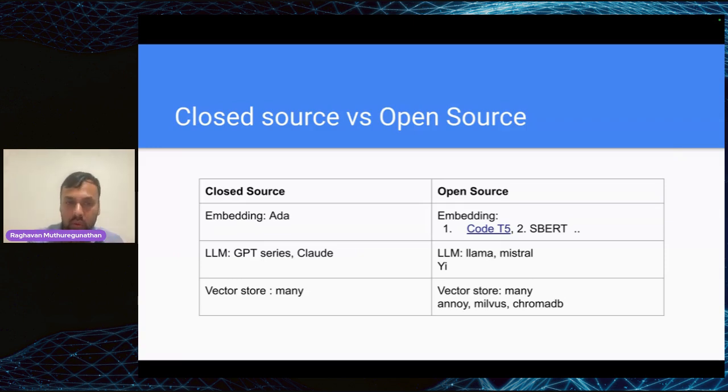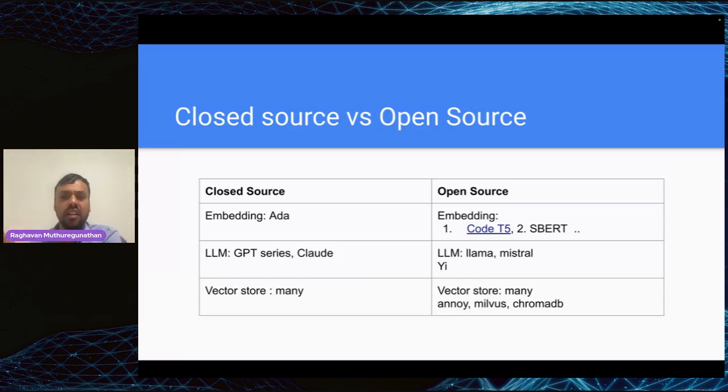Like you can use OpenAI's ADA embedding, you can use GPT series LLMs for the generation part, or Claude. There are so many vector stores available that you can use to build a solution like this. If you want to do purely open source, then you want to leverage something that is purely open source.